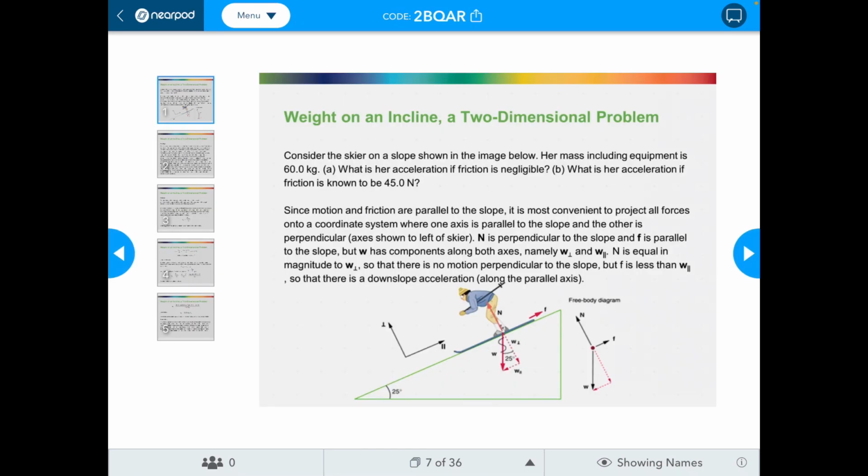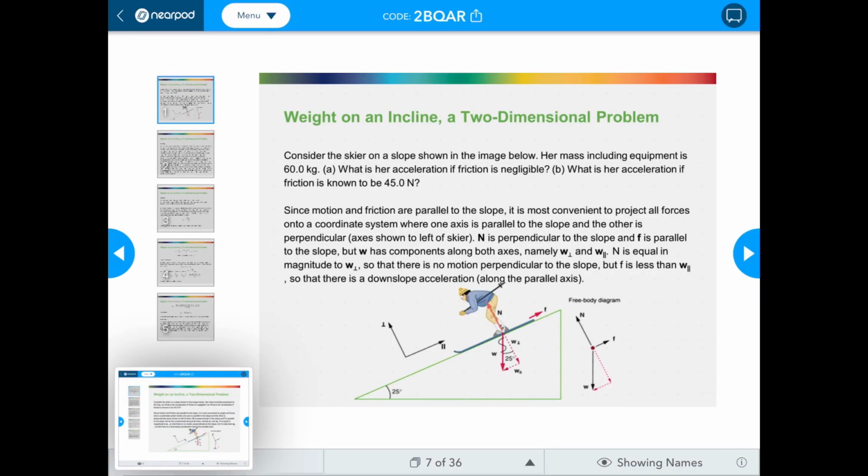All right, so here we have our example with this incline. We have a skier skiing down this incline, and you can see there that our normal force is acting perpendicular to the surface of contact. So that changes things up a little bit. So our skier, including her equipment, has a mass of 60 kilograms. We want to know the acceleration if there is no friction, and then if there is friction that's 45 newtons, what is her acceleration? So let's go ahead and grab a screenshot here.